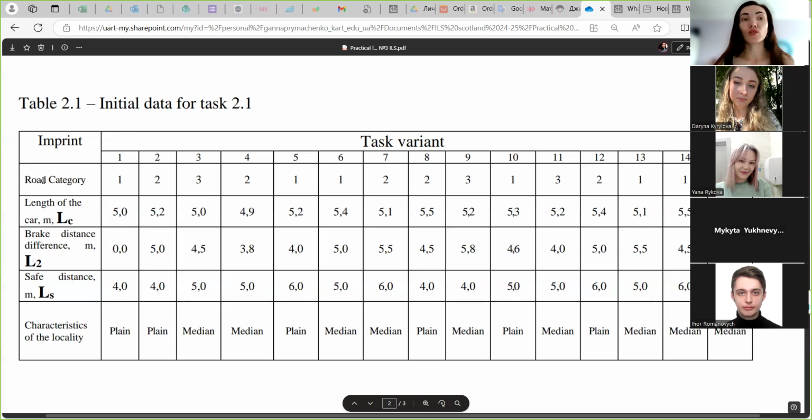We use the road category. It is a car road. So we have such categories: first, second, third, and so on. We have 5 categories of car roads in the classification for Ukrainian and European roads.